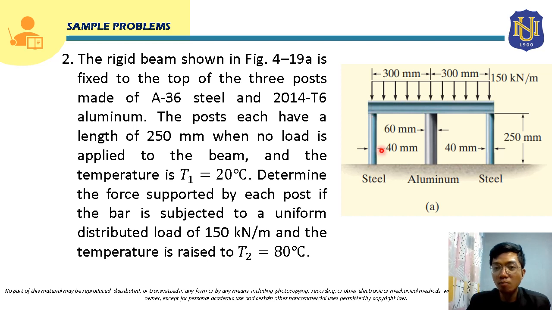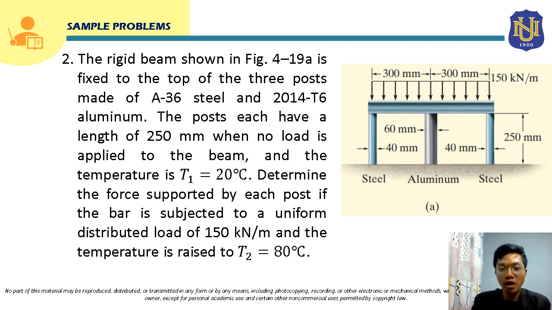what will happen is that these supports will be compressed, right? Since this post will be compressed, it will go down. But here, class, we have to include in our computation the change in temperature, because from 20 degrees Celsius it became 80 degrees Celsius, so the temperature increased. That will cause this steel and aluminum to elongate. We are going to include in our computation the expansion caused by the increase in temperature, but we will also consider the compression due to the applied load.